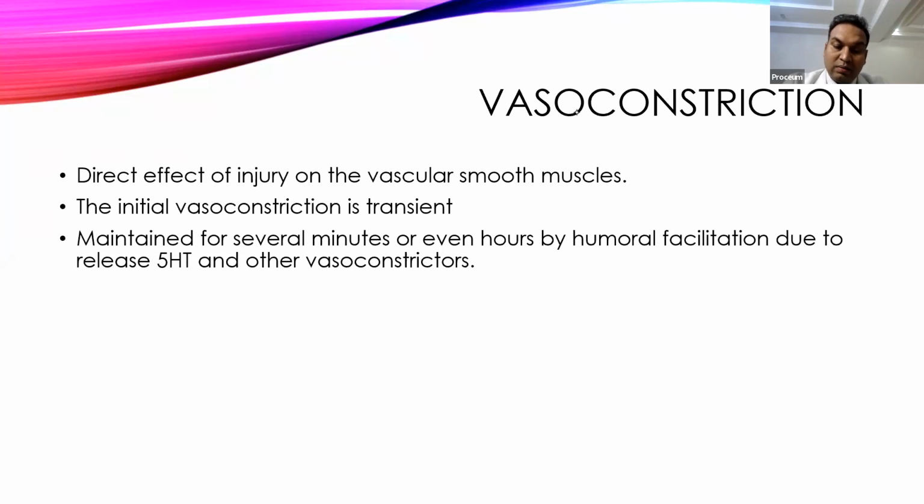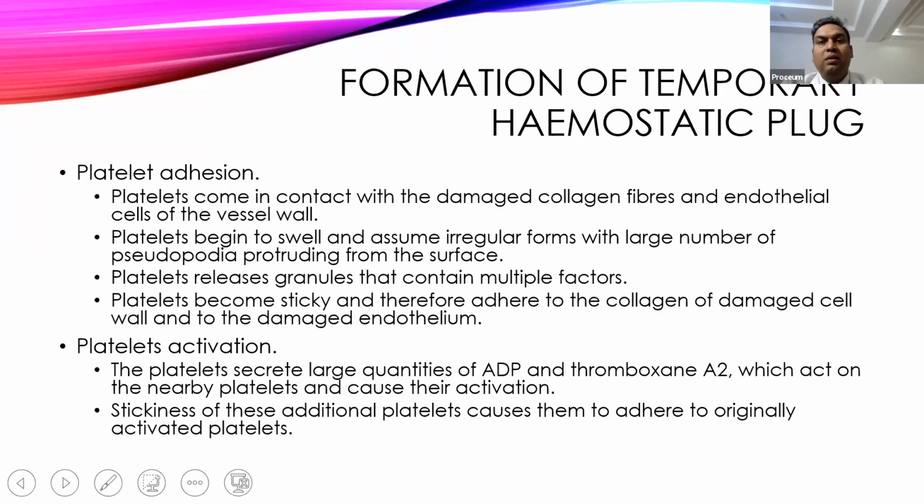Then all these factors are responsible for causing severe vasoconstriction, and that vasoconstriction will be strong enough to stop bleeding. If the injury is very small, then bleeding will stop without any further mechanism. With vasoconstriction only, the bleeding will be stopped. There are various factors responsible for the vasoconstriction, apart from the type of the injury also.